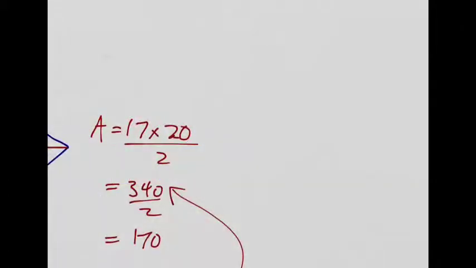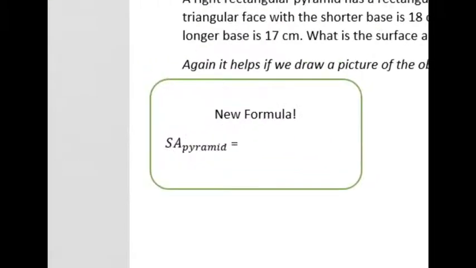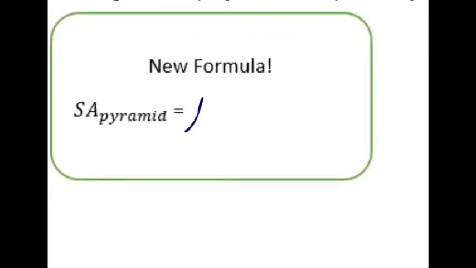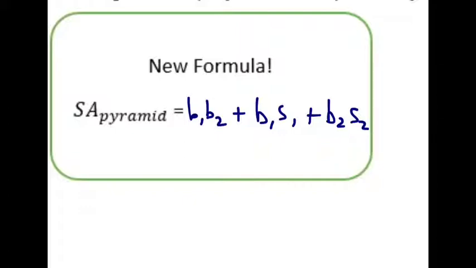So here's the formula for surface area of a rectangular pyramid. You have length times width plus B1S1 plus B2S2. You see why? Actually, maybe you can make this even better. You could say B1, B2, right, because the length is B1, the width is B2.